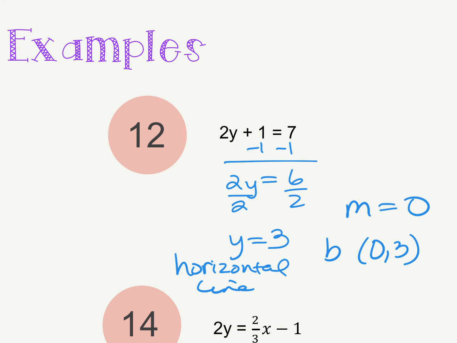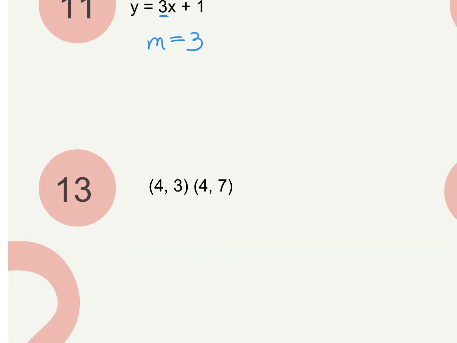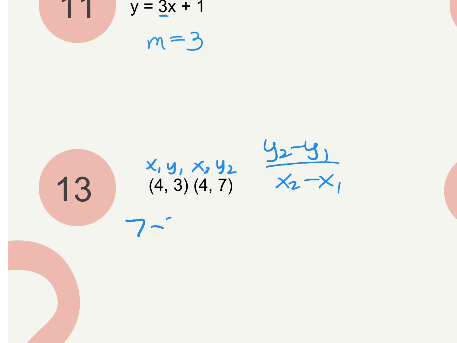Number 13, now we're given 2 coordinates. So we're plugging it into y2 minus y1 over x2 minus x1. I'm going to say this is x1, y1. It doesn't matter. You get the same answer either way. So if I do 7 minus 3 over 4 minus 4, notice you get a 0 in the denominator. This is undefined.